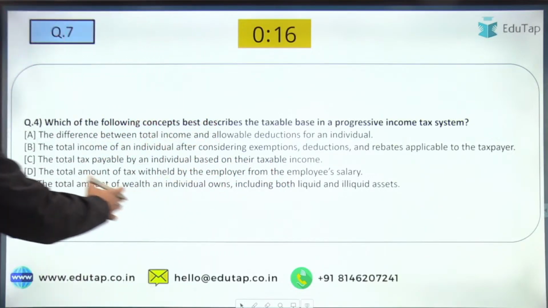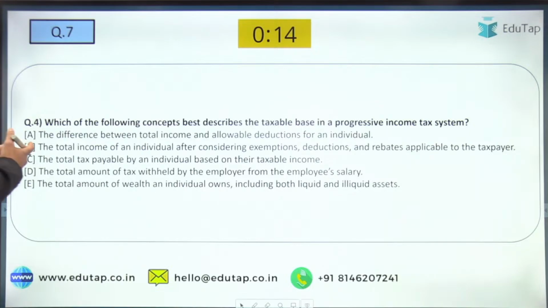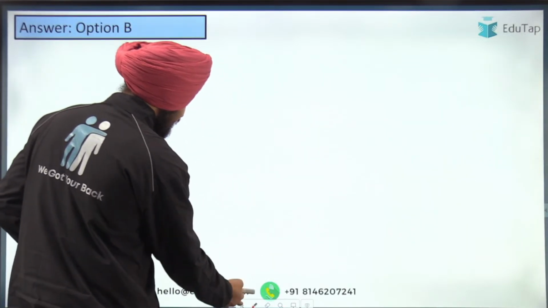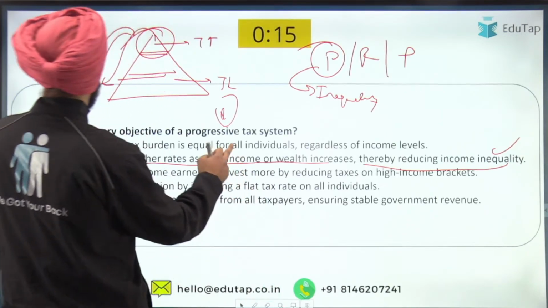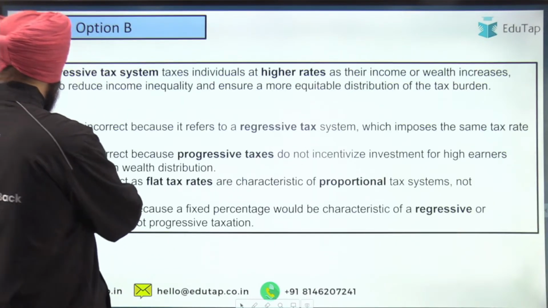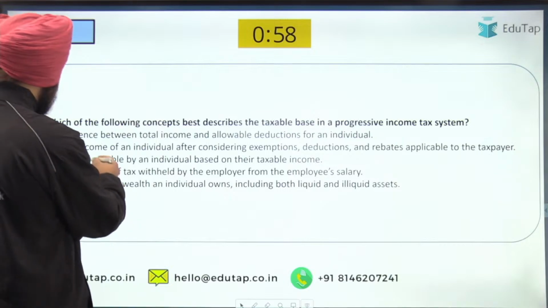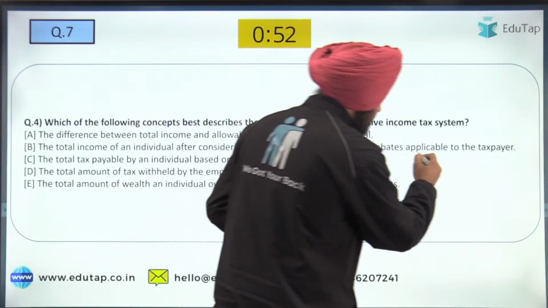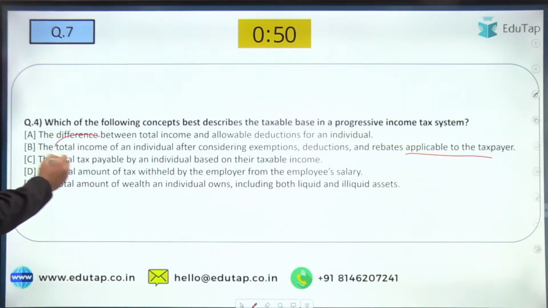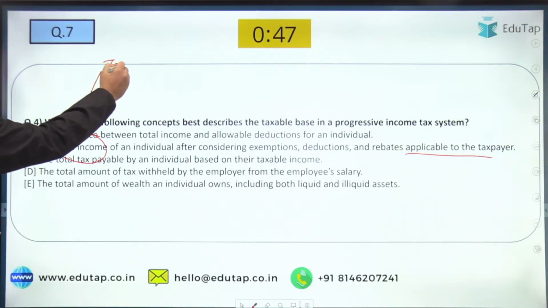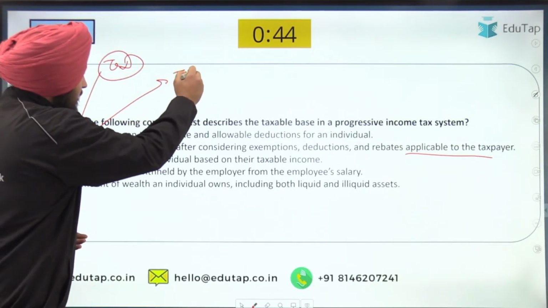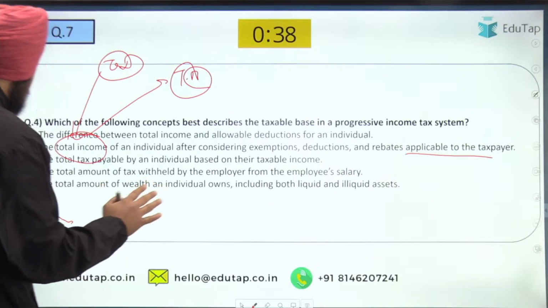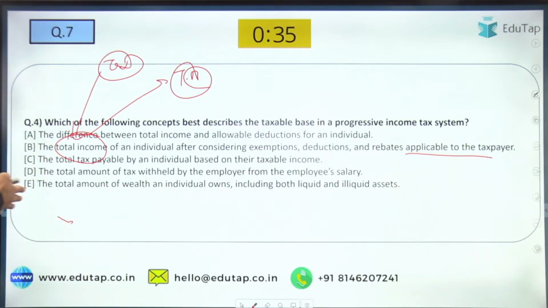So if you try to understand all these options, look at the second option: the total income of an individual after considering exemptions, deductions, and rebates applicable to the taxpayer. So this is the total income of that individual on which the tax is going to be applied, and this is nothing but the tax base, with respect to that person, an individual or a company, whoever is paying the tax. So I hope it is clear to you. Very simple and straightforward information.